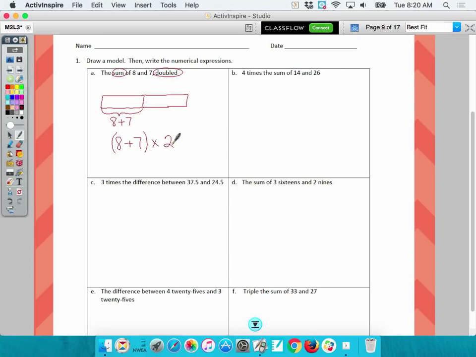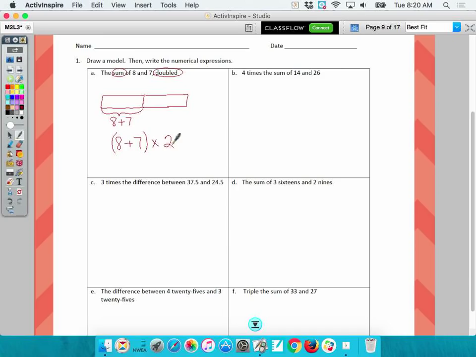And if you're in my math group, you would know why I need parentheses. Because our rule that we learned yesterday was you're supposed to multiply before you add. So parentheses has me do that part first. And so let's go on to B. Okay? It says 4 times the sum of 14 and 26.